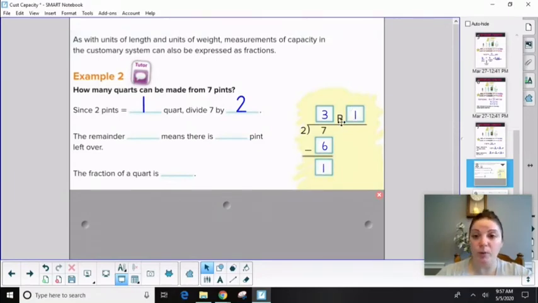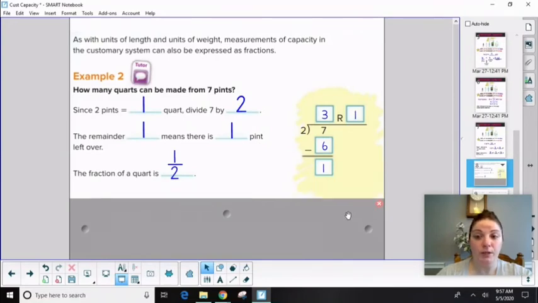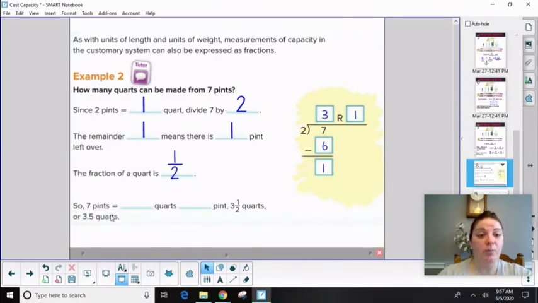Now, just like before, we would not write remainder. We would want to identify the units. So the remainder 1 means that there's 1 pint left over. So the fraction of a quart, remember to do that, we take the remainder over the divisor. So 1/2 is our fraction. So we can write this in a few different ways. We can say 7 pints equals 3 quarts with 1 remaining pint. So 3 quarts and 1 pint.